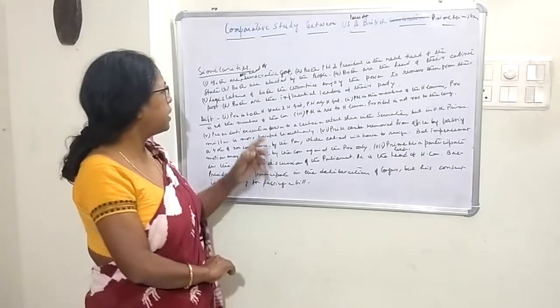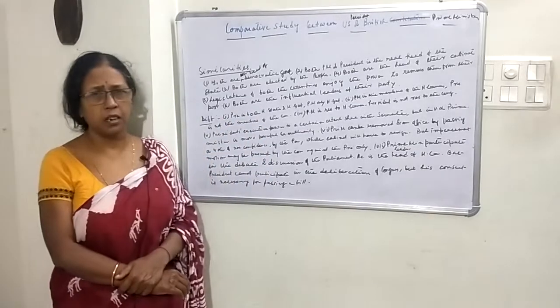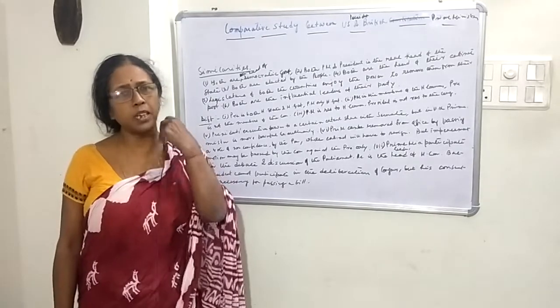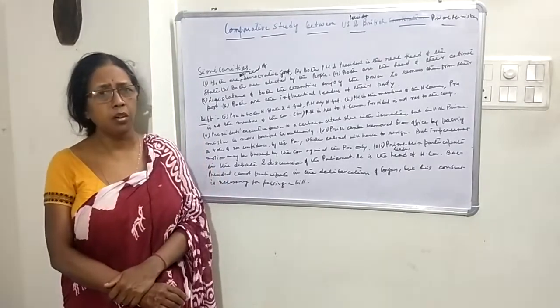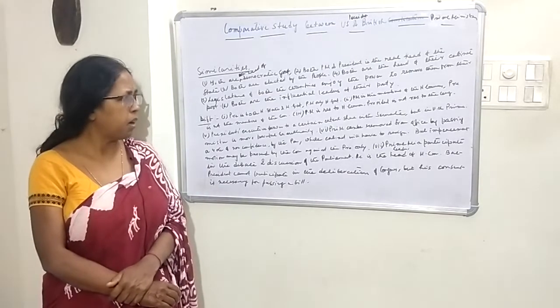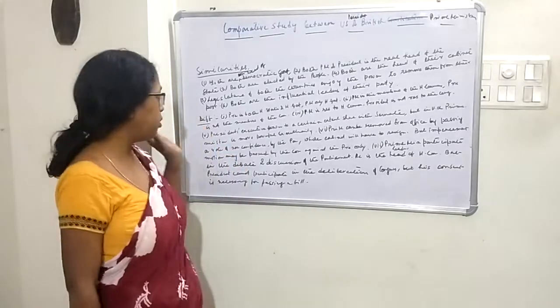The next similarity is that both are influential leaders of their party. The American President is an influential leader of his own political party, and the Prime Minister is also the most important leader of his political party. So these are some of the similarities you may try to remember for your examination.